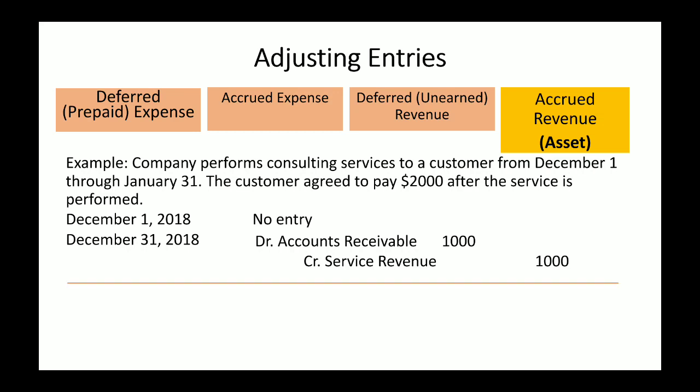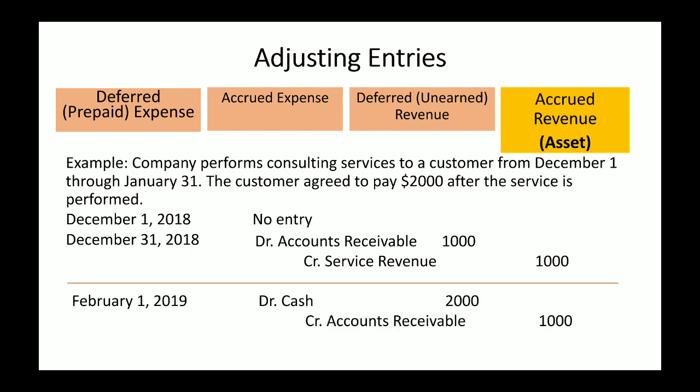According to the agreement, the company received money on the 1st of February. We make a debit entry to cash for 2,000, reduce the accounts receivable of the previous year, and recognize service revenue for the second month, January. But it is the revenue of the next year.